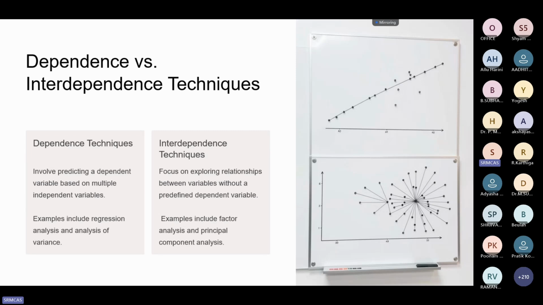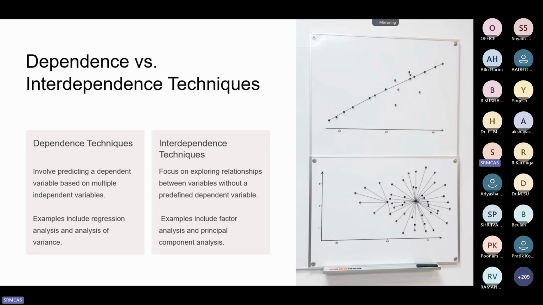All are called independent variables, which are just related, so that they are correlated. Right. So here it is just focusing on exploring the relationship between the variables without a predefined dependent variable. Here, factor analysis and principal component analysis come under this category.